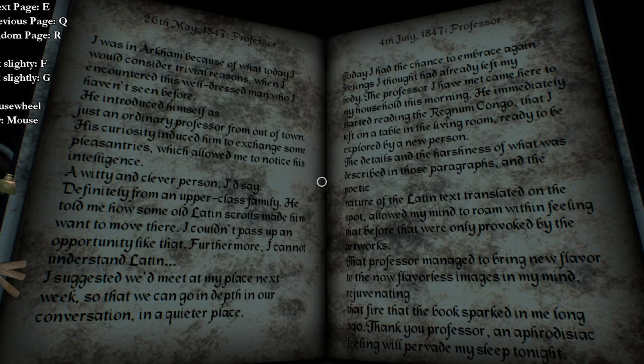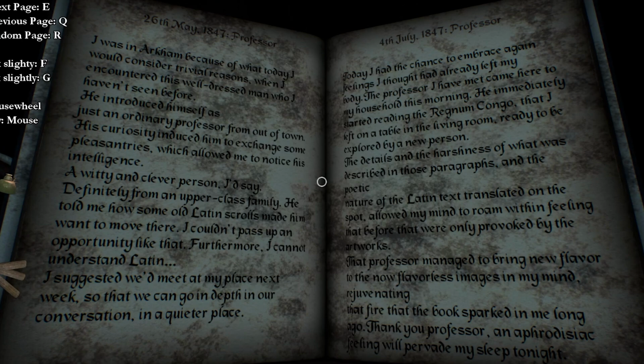I was in Arkham because of what today I would consider trivial reasons, when I encountered this well-dressed man who I haven't seen before. He introduced himself as just an ordinary professor from out of town. His curiosity introduced him to an exchange of some pleasantries, which allowed me to notice his intelligence. A witty and clever person, I'd say. Definitely from an upper-class family.